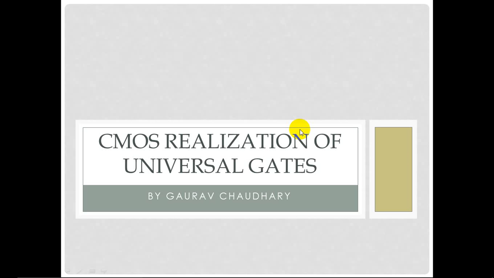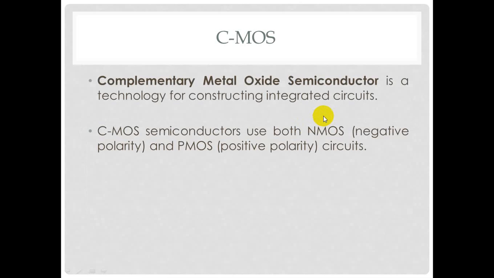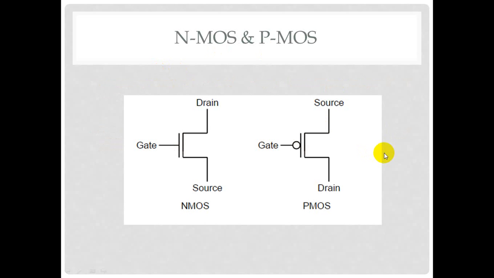Okay, now what is CMOS? CMOS is a new technology that is used for constructing integrated circuits, ICs mainly. And CMOS semiconductors use both NMOS and PMOS technology. We all know about NMOS and PMOS, and that's why I've not taken it up in the slide.